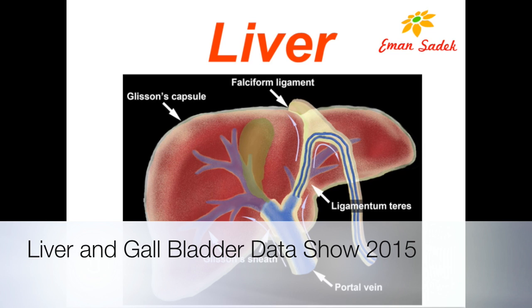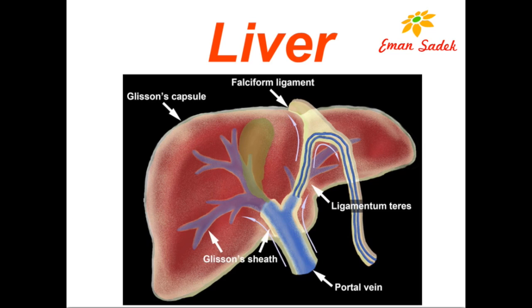As you see in this picture, this is the liver, and the most important thing is this portal vein, which is carrying the nutrients from the intestine, carrying the absorbed glucose, amino acids, glycerol, and fatty acids coming to the liver through this portal vein that will send branches in different parts of the liver.